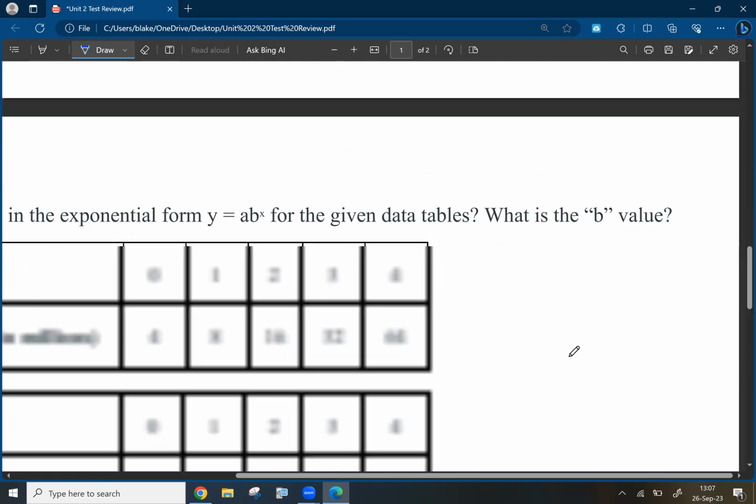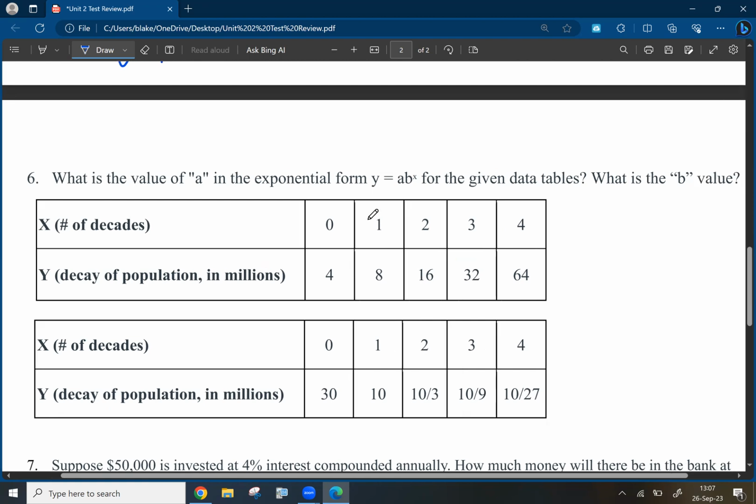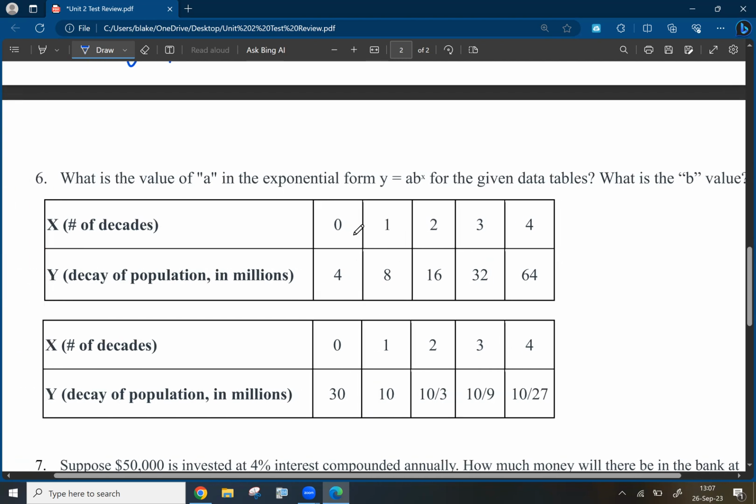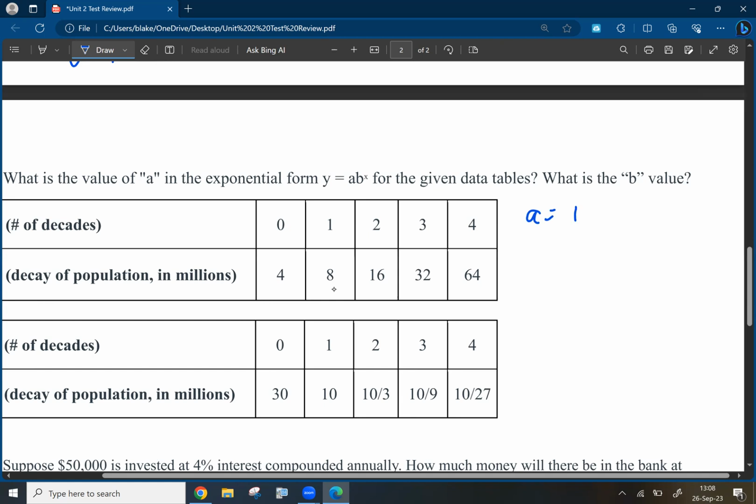Good answers. All right, number 6. So this is actually going to be 2 separate questions on the test. The first one's going to be what's the A value, and then the next question is going to be what's the B value. But we're going to obviously do A and B for both of these charts. So for chart A, remember the A value is going to be the starting value. So for table A, it starts at 4. So this A value is 4.